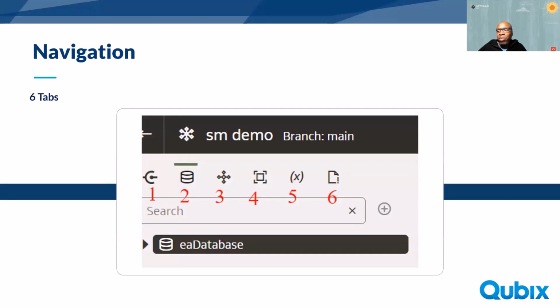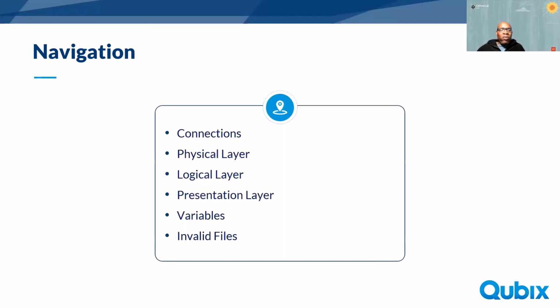There are 6 main tabs when you're up and running and you want to navigate through your model. We'll just have a quick look at these. One is for your connections, which I think we've spoken about. You can create your connections, or you can access system connections from Oracle Analytics itself. You've got the physical layer, logical layer, presentation layer, and the variables tab.